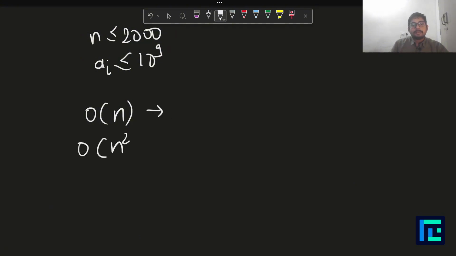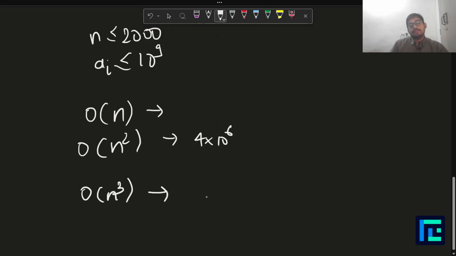If you do something like order of n square, even that requires 4 into 10 to the power 6 operations only. The square of this would be this much. So this is also absolutely fine. You can do 10 to the power 8 operations in 1 second. If you go to something like n cube, it would require like 8 into 10 to the power 9 operations. This would not be accepted. This would give us a TLE. So this is not allowed. But anything up to n square is fine.